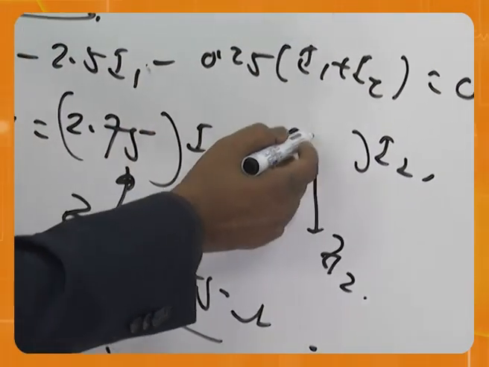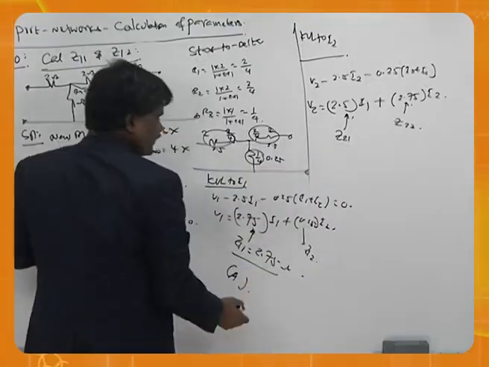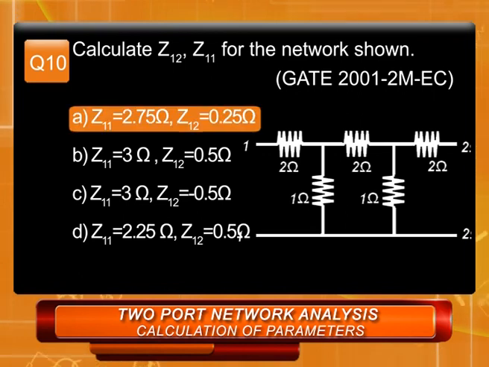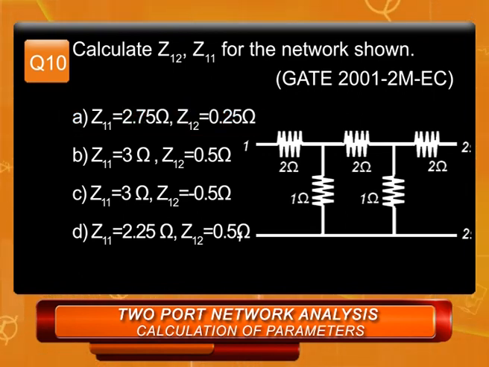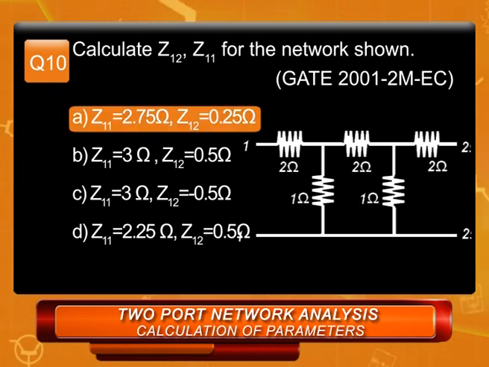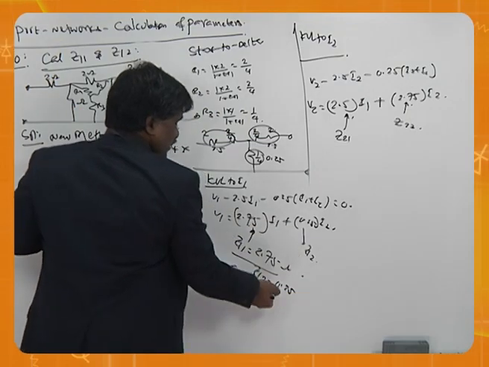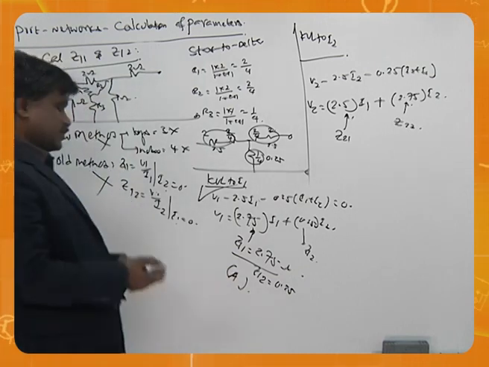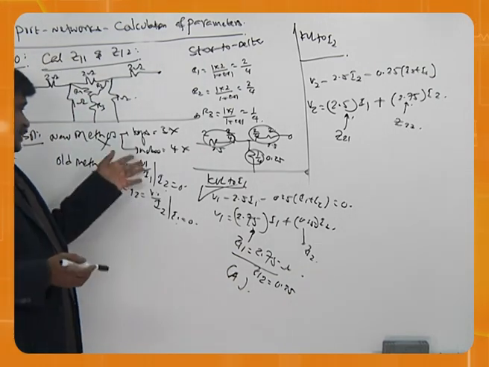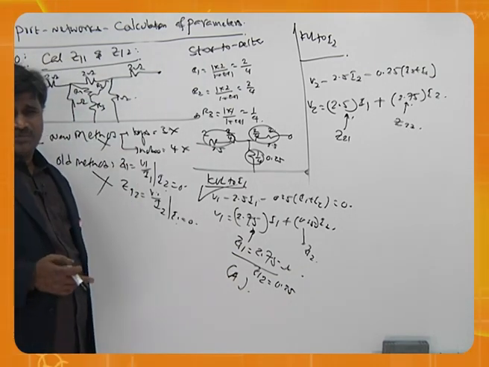If I come here, it is 0.25. Now please check your answers there. Very interestingly, that is also there, Z12 0.25. So in that case, this is not required. You can just manage with one equation. What a fast thing it is. That's why the method I am proposing has become the best of all.